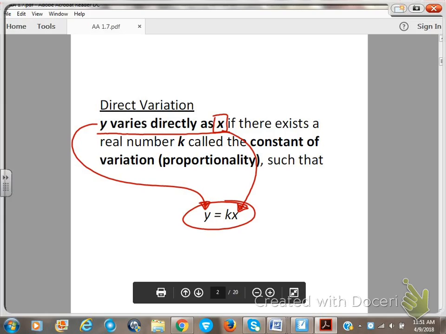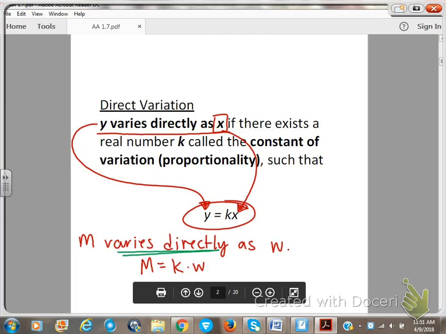For example, if they said m varies directly as w, we would write it as m equals k times w. The k is always going to be there. The other variables are interchangeable, but whichever one is written first is what goes first in the equation, and whatever's written at the end is what goes after the k. Since it says varies directly, that tells us it's multiplication. So direct variation is multiplication.